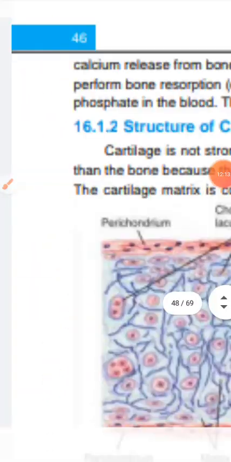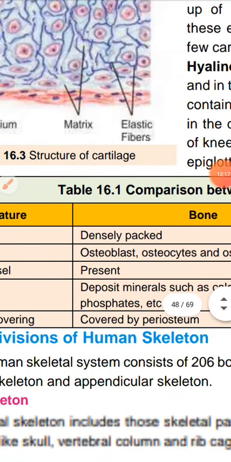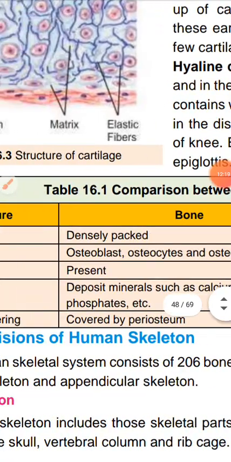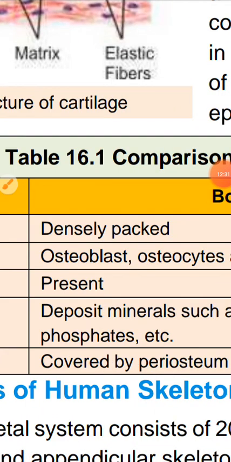We'll go back to the cartilage once again. This is the cartilage structure. The difference between the cartilage and the bone is very important. Densely packed osteocyte, osteoclast. Why are the cells densely packed in the bone? What is the reason? The reason is that bone has to be very tough and the hard skeletal system of the body.